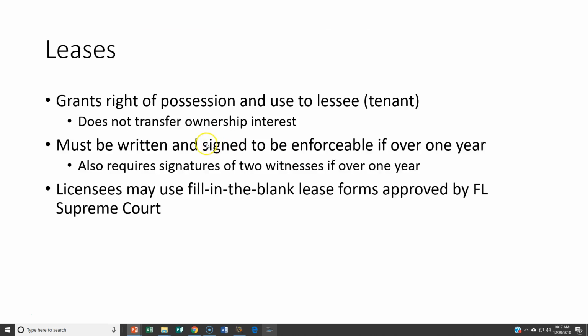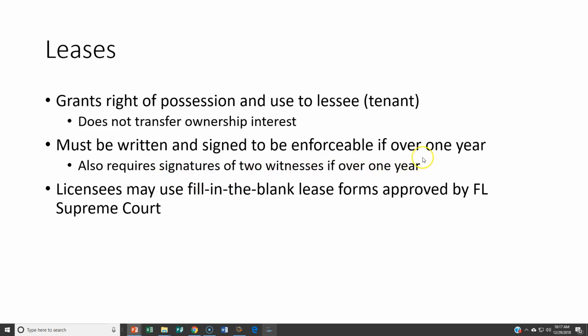Leases. We do have different types of leases. The thing about a lease is, if you're living in a place and you don't own it, then you're probably leasing it. Therefore, it grants the right of possession and does not transfer ownership to the tenant. It must be in writing to be enforceable if over 1 year. It also requires the signatures of 2 witnesses if over 1 year.